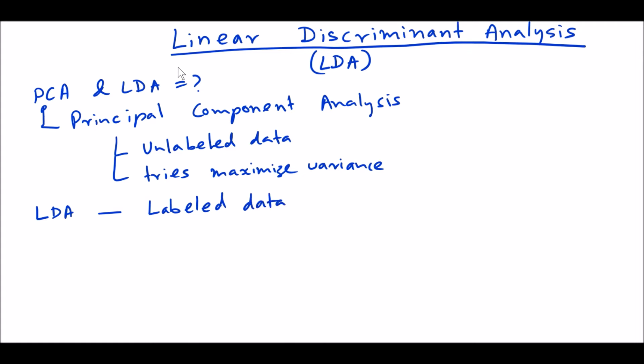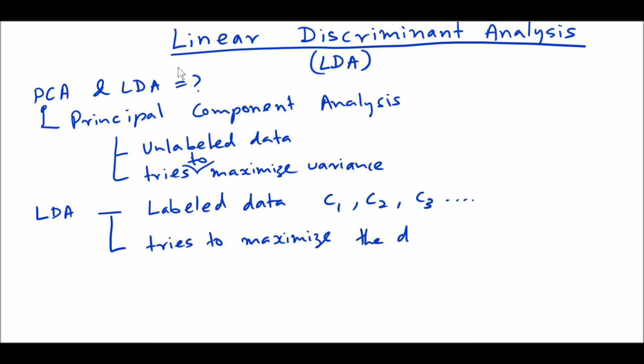That means we can have class 1, class 2, class 3, and so on. These are labeled with different classes, and it tries to maximize the discrimination between the classes. So PCA takes unlabeled data and tries to maximize the variance.